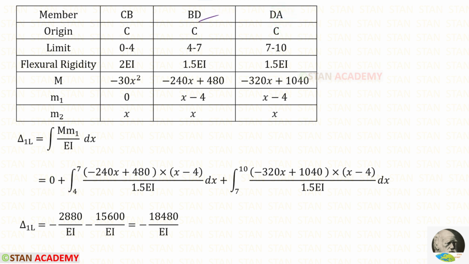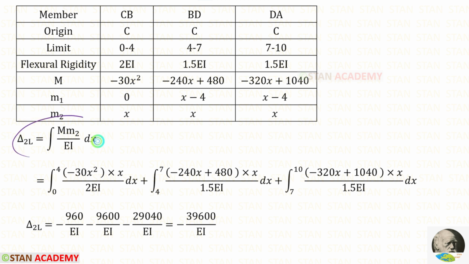We can directly apply 0. For BD and DA, the flexural rigidity is 1.5 EI. So in the formula, instead of EI, we have to apply 1.5 EI. Using the calculator, we can do these integrations. For delta 1L, we will get this. Then using this formula, we can find delta 2L. For CB, the moment of inertia is 2EI. So instead of EI, we have to apply 2EI. For delta 2L, we will get this.